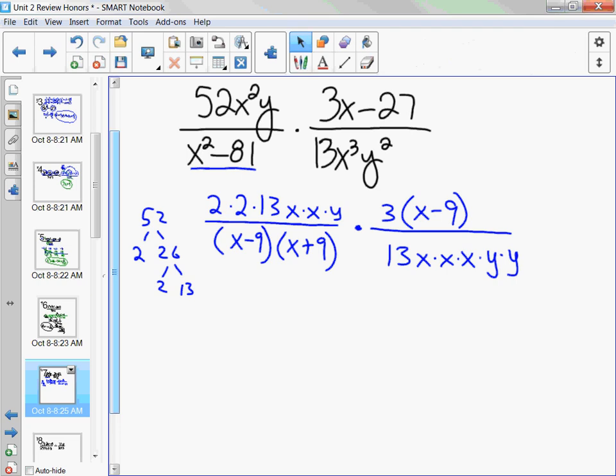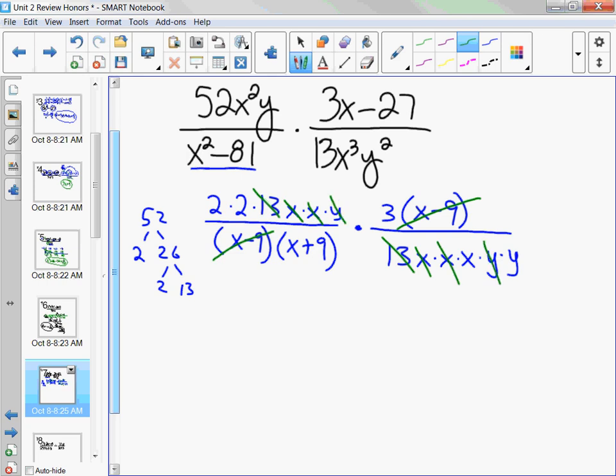And now I'm ready to cancel. Any factor on the top that's the same as a factor on the bottom can cancel. Like I can cancel this x minus 9 with this x minus 9. I can cancel this 13 with this 13. I can cancel this x with this x, and this x with this x. I can cancel this y, and I think I've got everything. So I'm going to multiply everything left on the top. I have a 2 times a 2 times a 3, which makes 12.